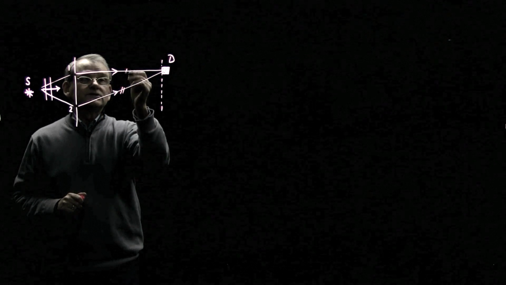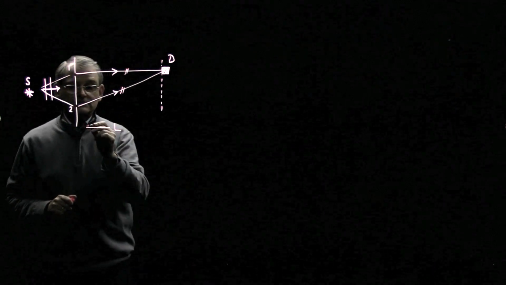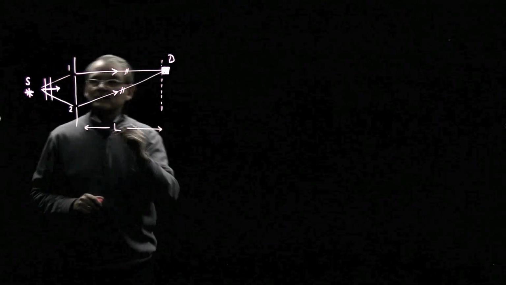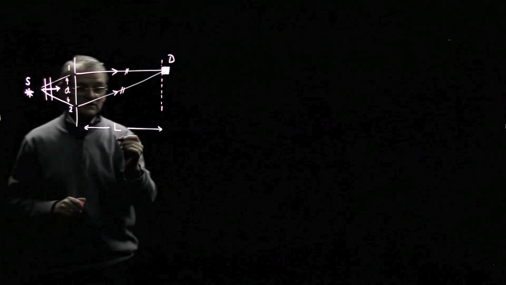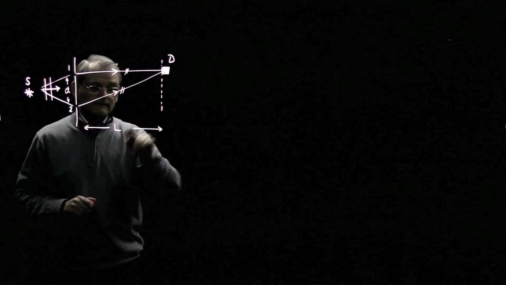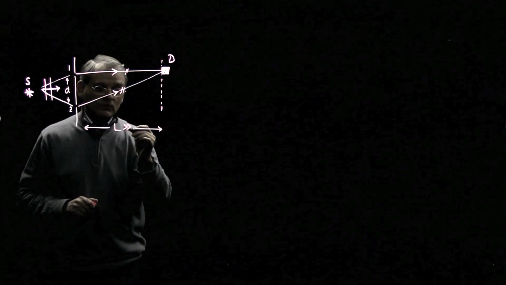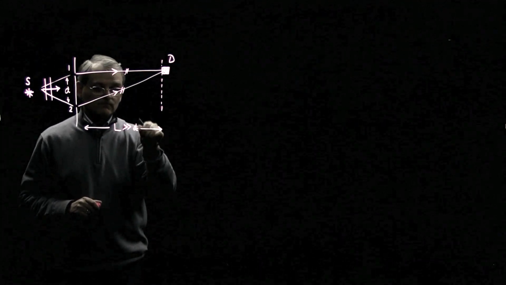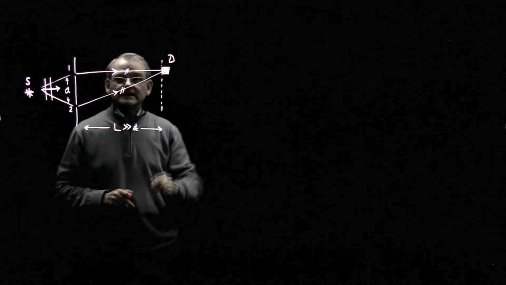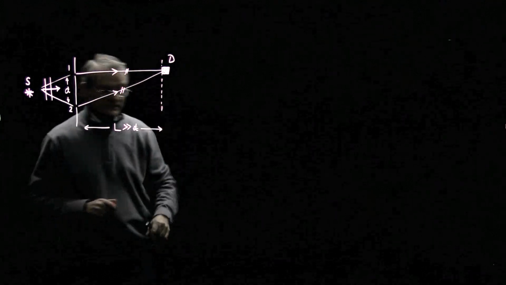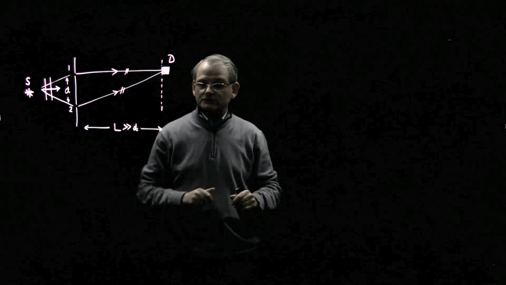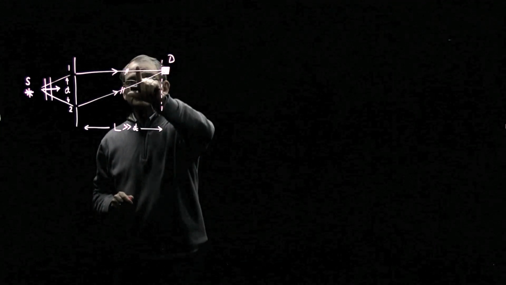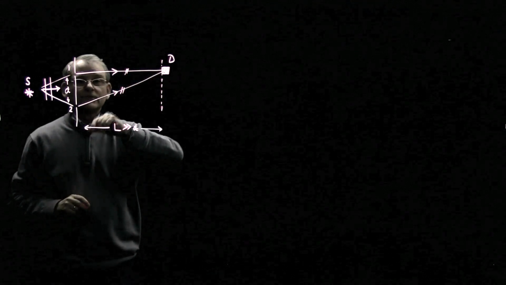These rays would be considered parallel because the distance L is going to be considered very large compared to the separation between the slits. So L is going to be very large compared to d. In that case, these rays are considered parallel. In the context of optics, this arrangement gives rise to what is called Fraunhofer diffraction. That's not important. What's important is the rays are parallel.